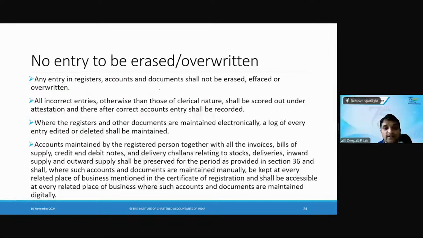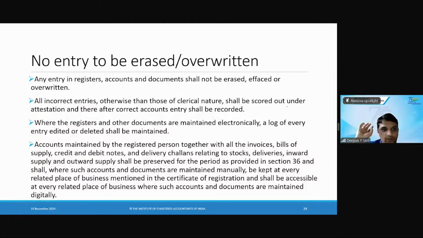ऑल इनकरेक्ट एंट्रीज अदरवाइज देन ऑफ क्लरिकल नेचर शैल बी स्कोर्ड आउट. मतलब कैंसिल करना चाहिए अंडर अटेस्टेशन, जो बेसिक हमारे ऑडिट में भी बोलता है कि दैट ऑल द रिकॉर्ड्स शुड बी प्रॉपरली मेंशन. यू शुड नॉट कैंसिल इट. इफ समथिंग इज रॉन्ग, you strike it off and generate a new one. You cannot tear it and tell no, it was cancelled, so I've thrown it. There has to be an audit trail.